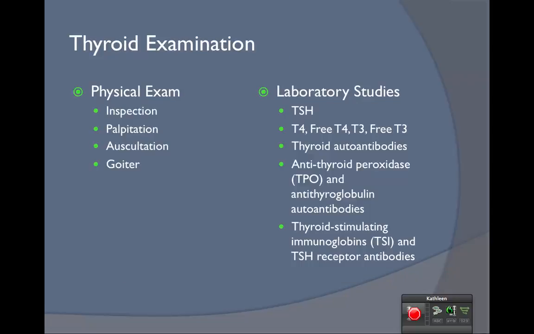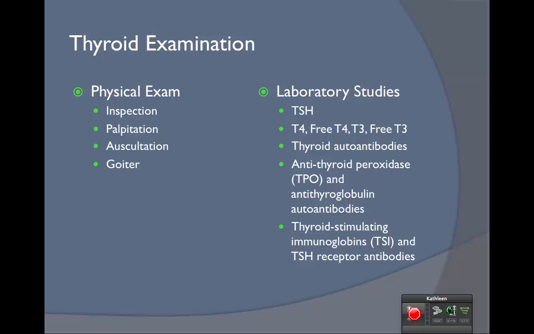For the thyroid gland, a thyroid examination, you have to do a physical exam. You have to inspect, palpate, and auscultate the thyroid. You want to check for a goiter. And sometimes with those goiters, when you visually look at someone's thyroid, it looks enlarged.